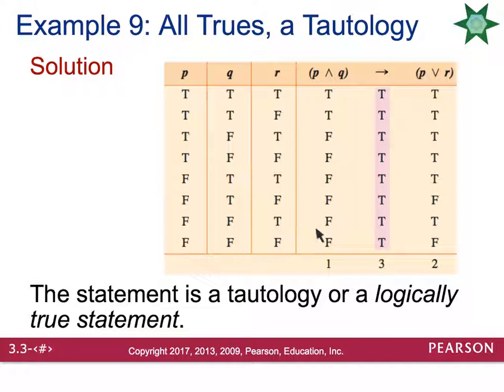Okay, so we're going to look at P and Q first. Both have to be true. So TT gives us true. TT gives us T. TF gives us F. TF gives us F. FT gives us F. FT gives us F.